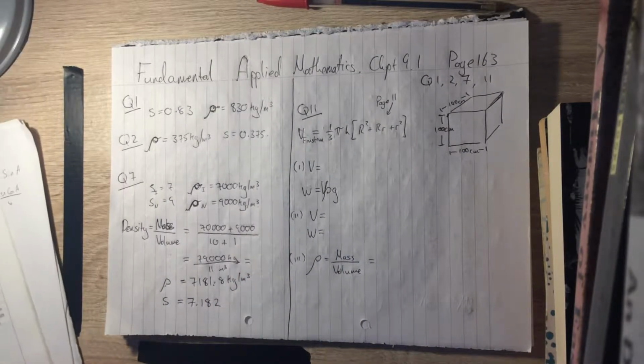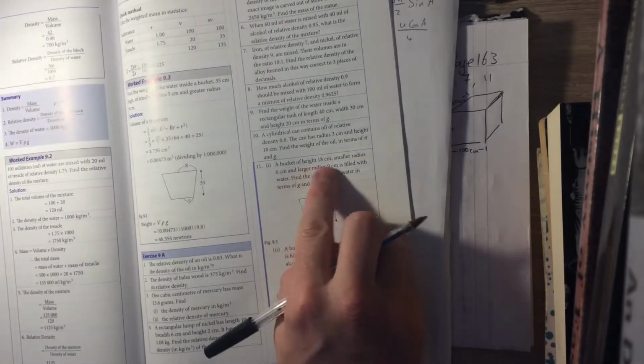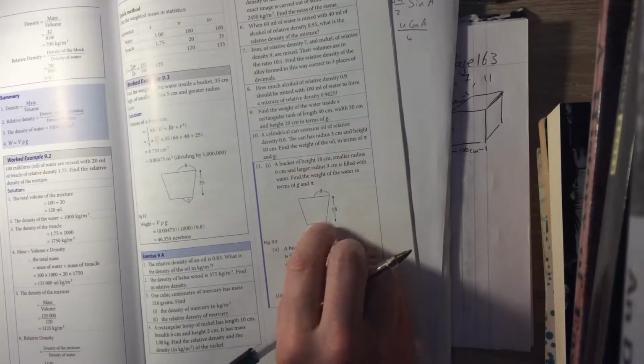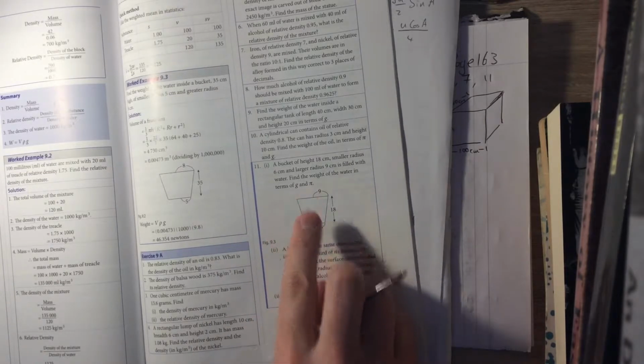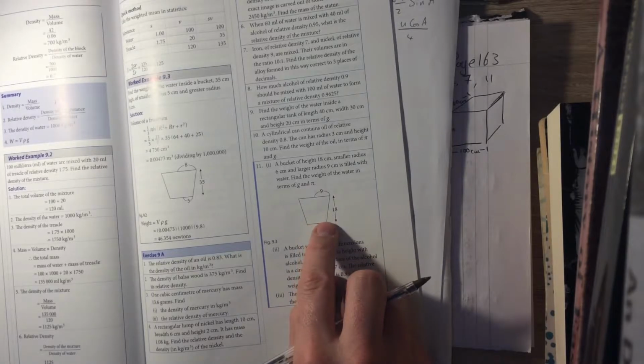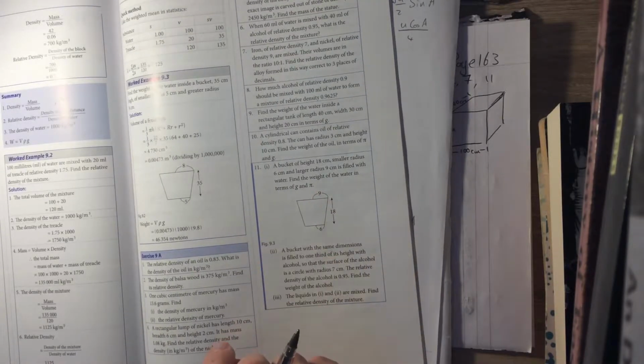Question 11 says a bucket of height 18 centimeters, smaller radius 6 down the bottom and larger radius 9 is filled with water. Find the weight of water in terms of g and of pi. This shape here in 3 dimensions is called a frustum of a cone. It's like what you get if you chop the bottom off a cone, or the pointy bit off a cone. I'll move on to parts 2 and 3 in a second.